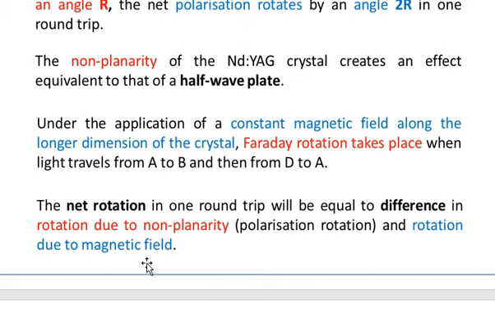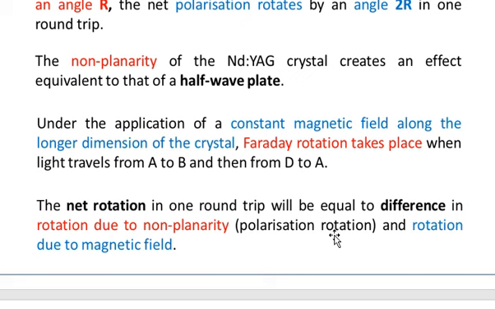So you see that in this crystal, in the presence of a magnetic field, there are two causes of rotation of the polarization. One, responsible for the rotation of the polarization state within the Nd:YAG crystal, is the non-planarity of the crystal, and this rotates the polarization state. And the other factor that could rotate the polarization state is the application of the magnetic field, which gives rise to the Faraday rotation effect.